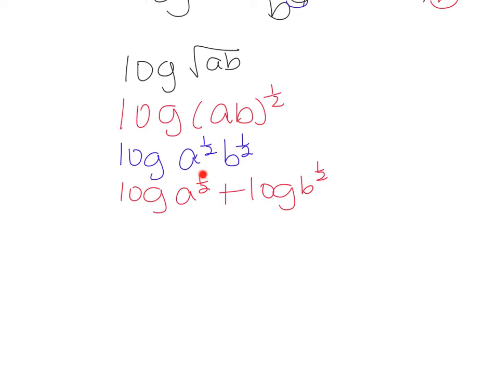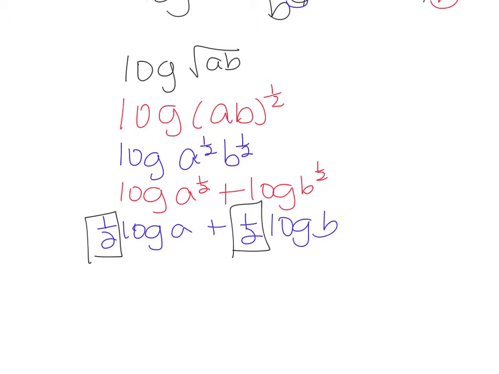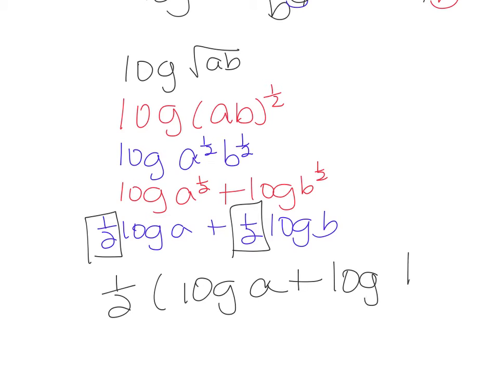The rule for the exponent goes in the front. So it's 1/2 log A plus 1/2 log B. So that's one way to write it. You can factor out 1/2 because they both contain 1/2. So it would be 1/2 times log A plus log B. Okay, so let's take a look at number 4.